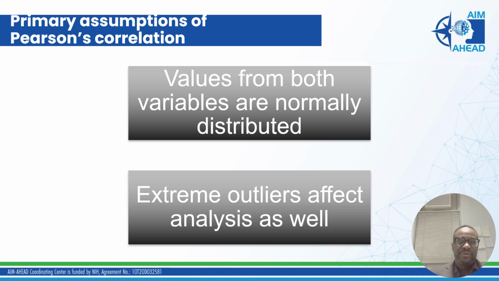So to reiterate, the values from both variables should fit the normal distribution. In addition, it is important to note that extreme outliers can affect the results derived from a Pearson's correlation. On the other hand, other types of correlation analyses are not affected by outliers as much.